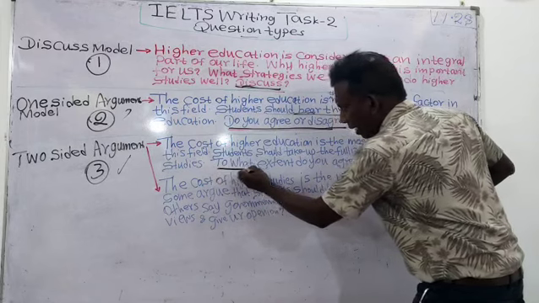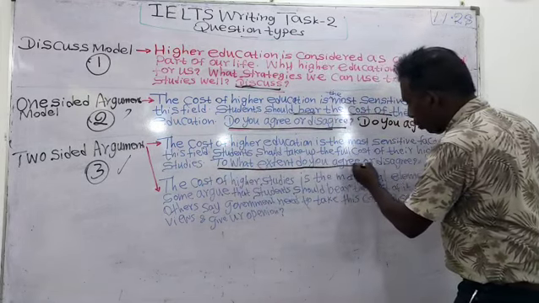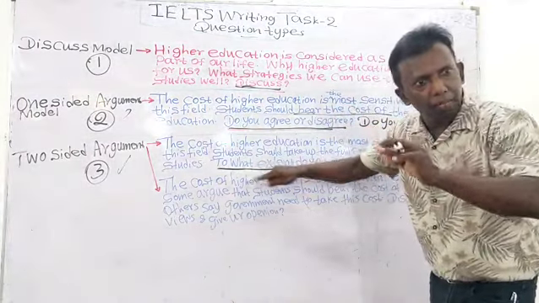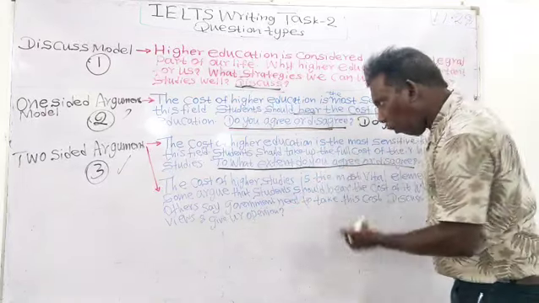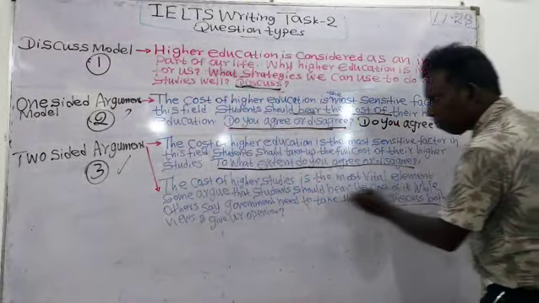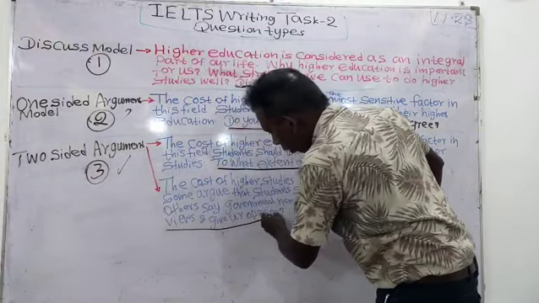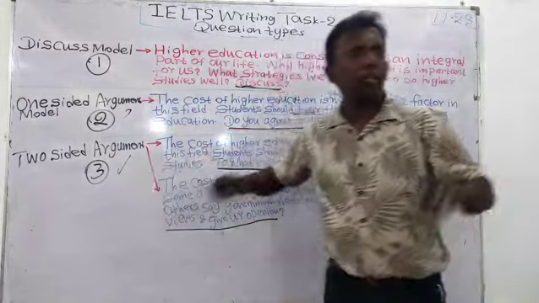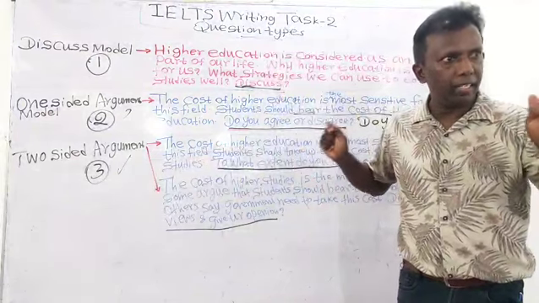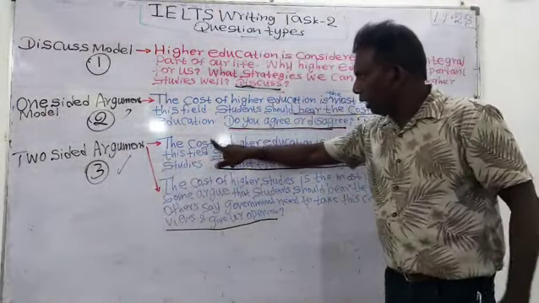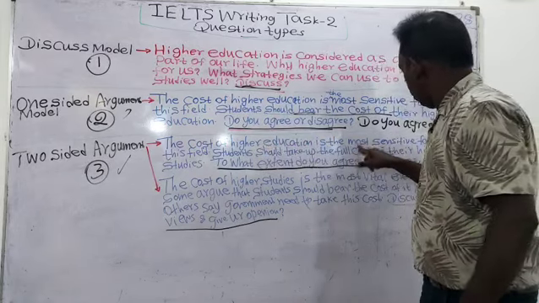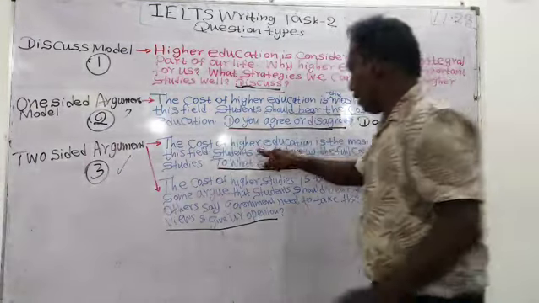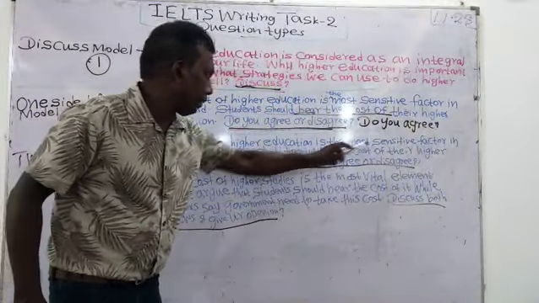One, questions that end with, to what extent do you agree or disagree? To what extent? Or otherwise, discuss both views or both opinions. That is the way two-sided argument questions end. Understand this? Look at this question. The cost of higher education is the most sensitive factor in this field. Students should take up the full cost of their higher studies.